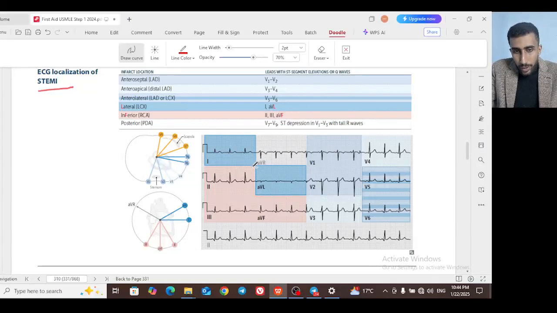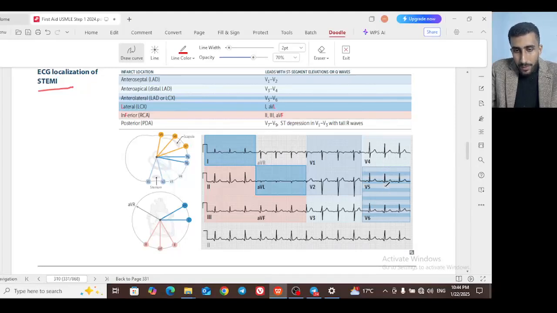And the lateral part is lead 1 and aVL. The anterior part is perfused through the left anterior descending artery, and the lateral part is perfused through the left circumflex. So this is left circumflex for 1 and aVL, and left anterior descending artery for V1 through V4.